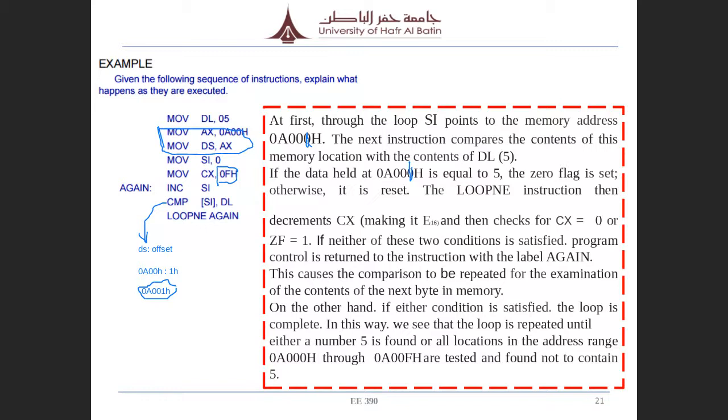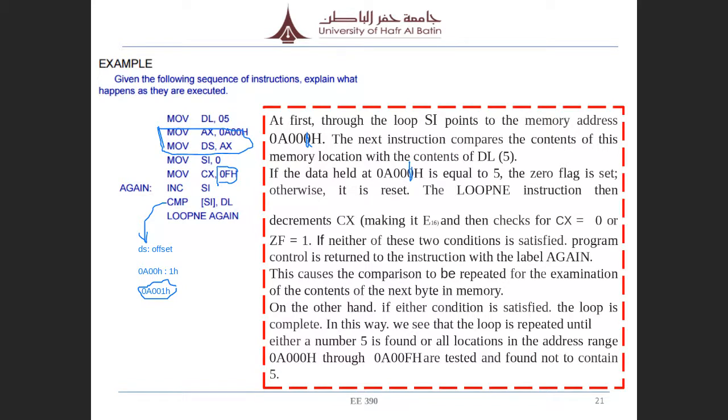Otherwise, the loop not equal instruction then decrements CX. CX was F, now it becomes E. Then it checks whether CX equals 0 or the zero flag is 1. If neither of these two conditions is satisfied, program control is returned to the instruction with the label AGAIN. This causes the comparison to be repeated for the next byte in memory. On the other hand, if either condition is satisfied, the loop is complete.